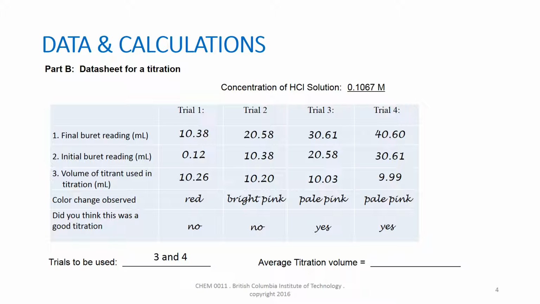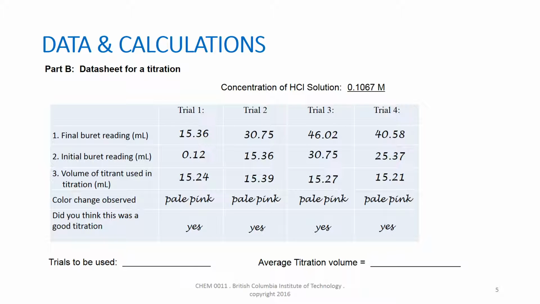In this example, trials 3 and 4 are used to calculate the average titration volume. The average of 10.03 milliliters and 9.99 milliliters is 10.01 milliliters. When considering which trials to use, remember that errors introduced during pipetting will not show up as a poor color change observed at the titration endpoint.